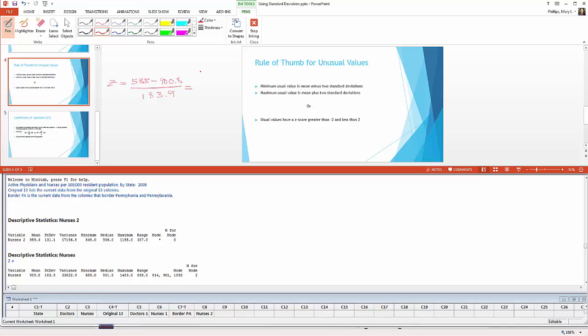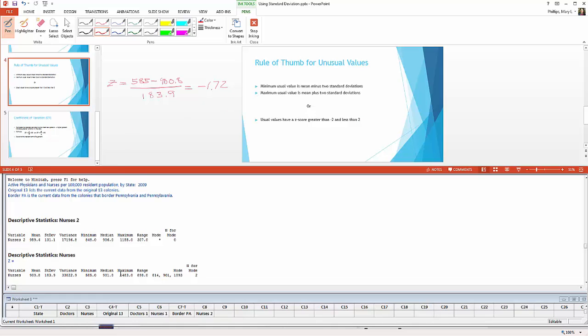So I do that on my calculator, and I get a value of -1.72. So by our rule of thumb, usual values have a z-score greater than -2 and less than 2, and that is true. So this minimum is a usual value. Let's try it again for our maximum.